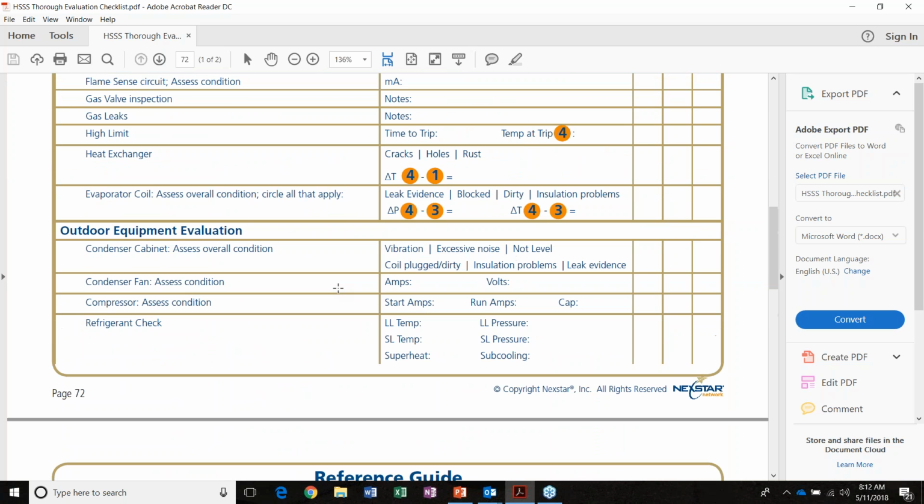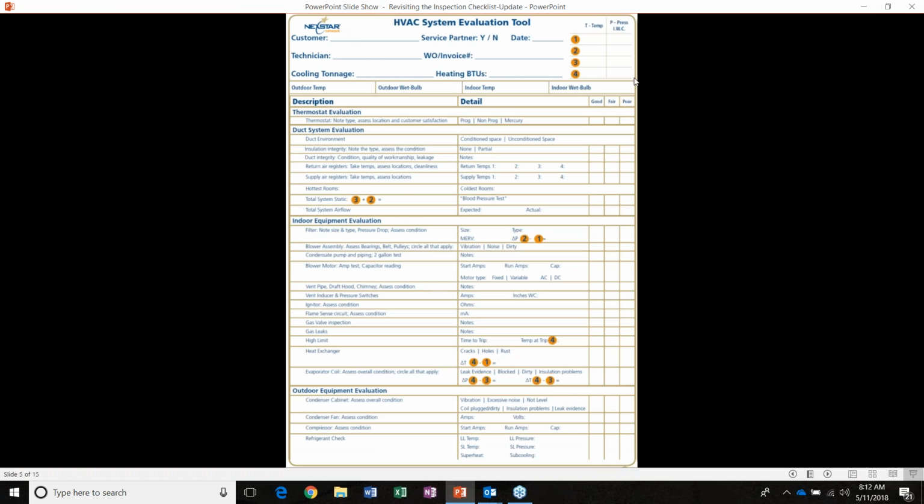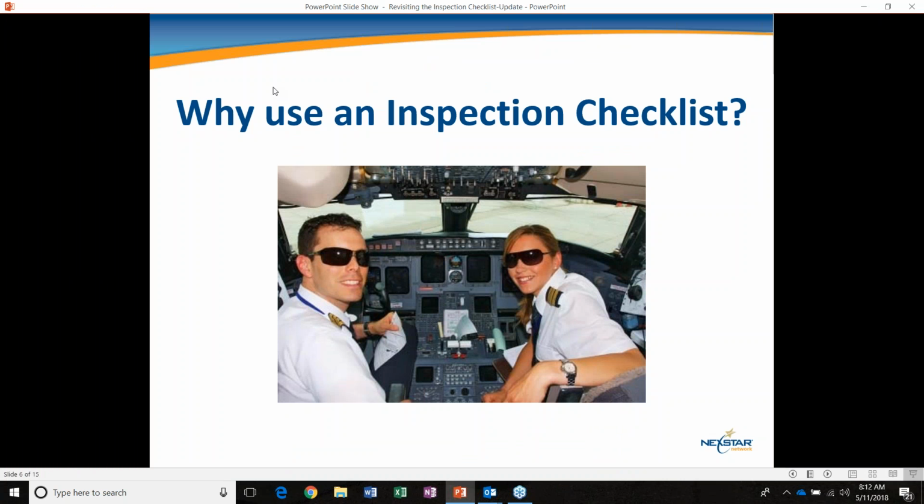All right, so that's the HVAC evaluation tool. And if anyone would like to spend more time on these individually, please don't hesitate to pop me an email. We'll set up a call, and I'm happy to go through these in greater detail with you. Okay, moving on. Why use an inspection checklist?